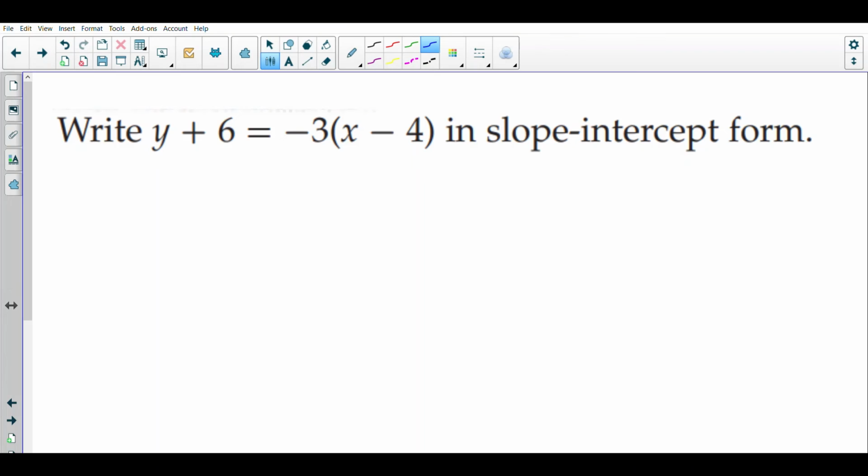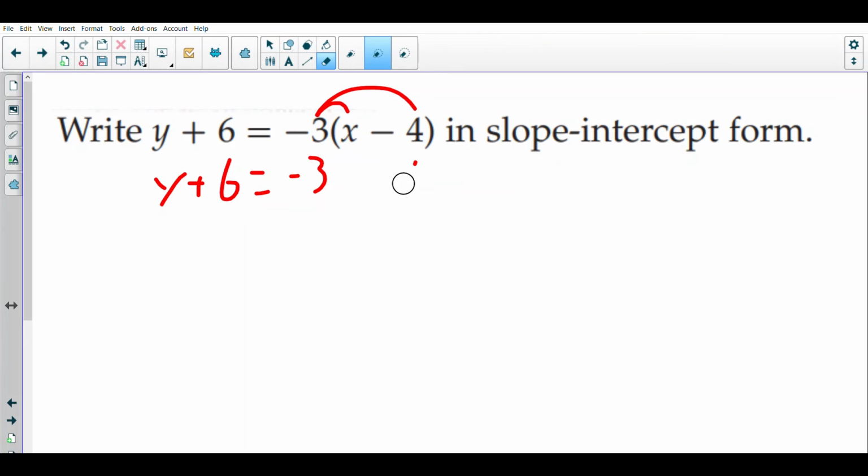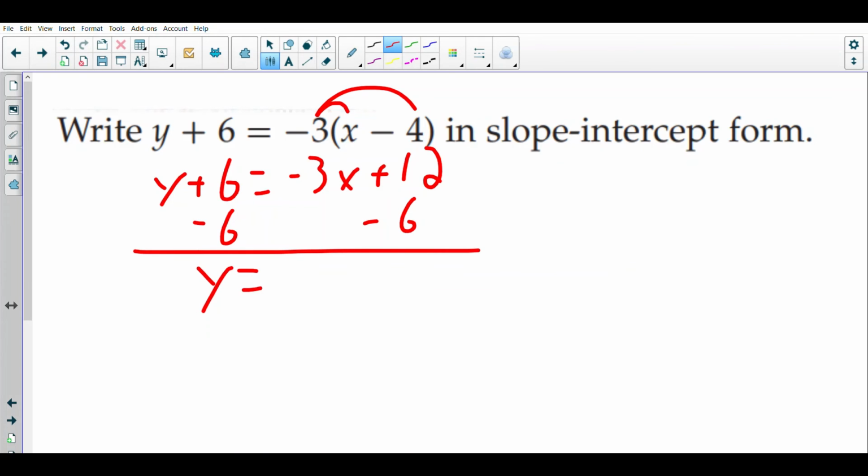So now let's move to this one. y plus 6 is equal to negative 3 times x minus 4. So once again, distribute. So we get y plus 6 is equal to negative 3 times x minus 4. Oh, I forgot to distribute here. Negative 3x plus 12. So all we're going to do is subtract that 6. So we get y equals negative 3x plus 6. And there is our slope-intercept form.